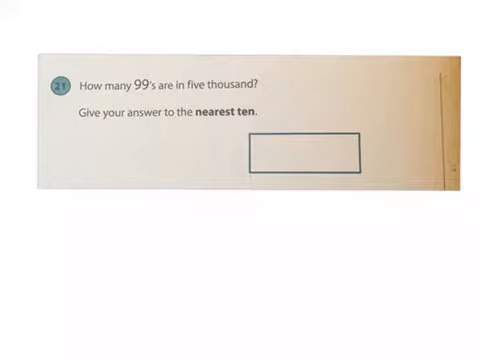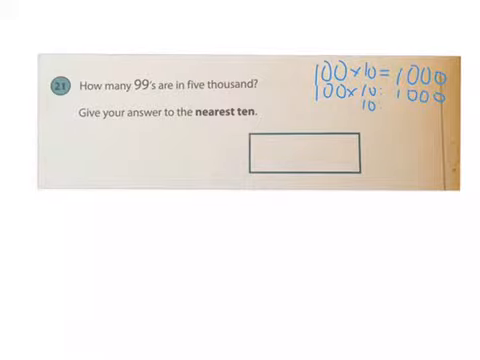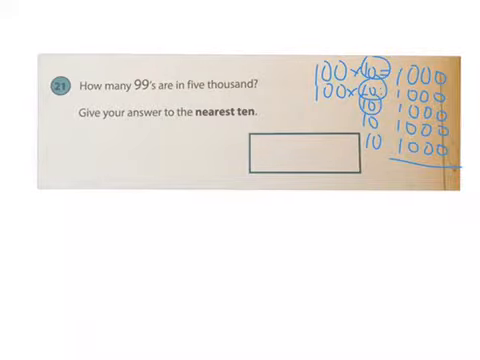Right, how many 99s in 5,000? Well, how many hundreds are in 1,000? Well, 10 hundreds in 1,000. So that's another 10 in another 1,000, and so on up to 5,000. So 10, 20, 30, 40, 50 hundreds in 5,000. Well, it's only one off in each of those, so let's say 50.